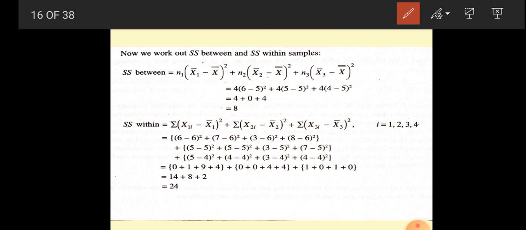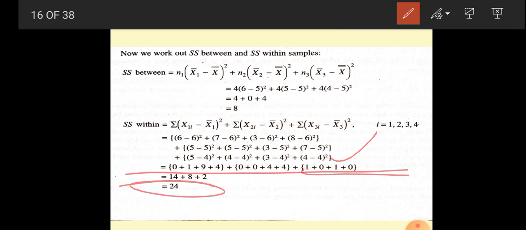After substituting all values, you will get the result as 0 plus 1 plus 9 plus 4, then 0 plus 0 plus 4 plus 4, 1 plus 0 plus 1 plus 0, and after addition of all these you will get 24. So this is the sum of squares within.